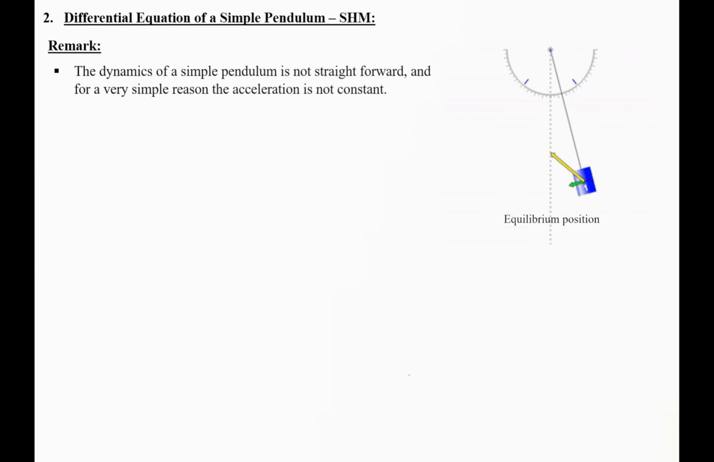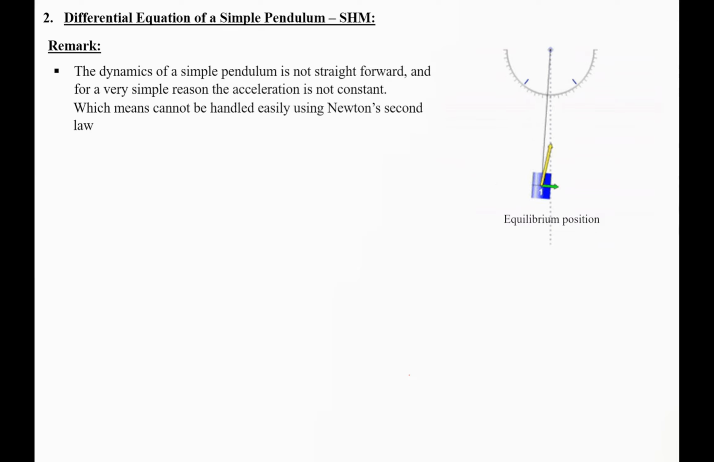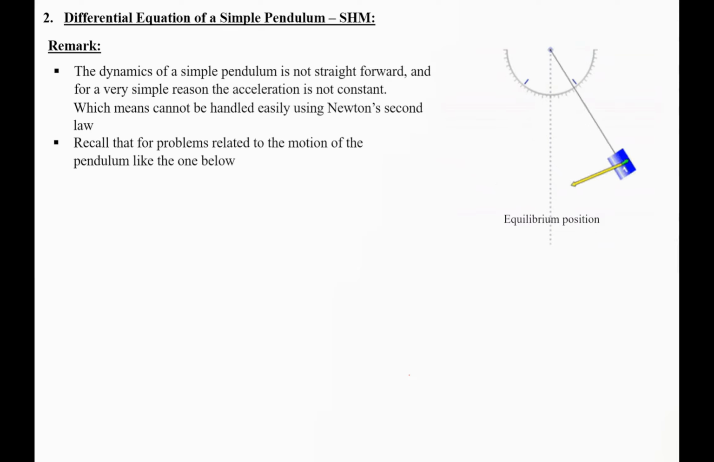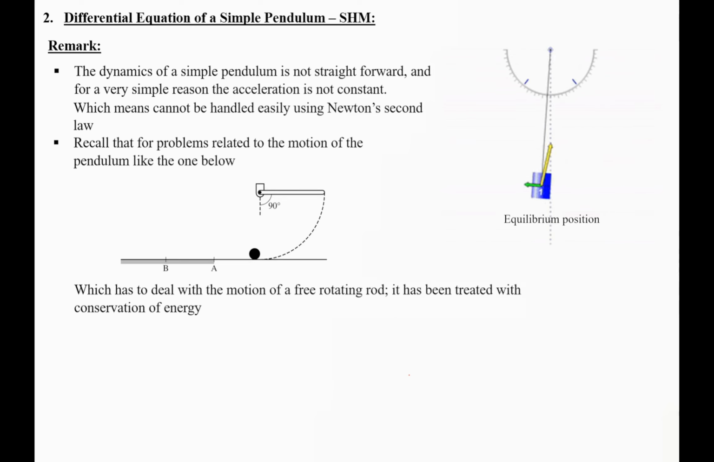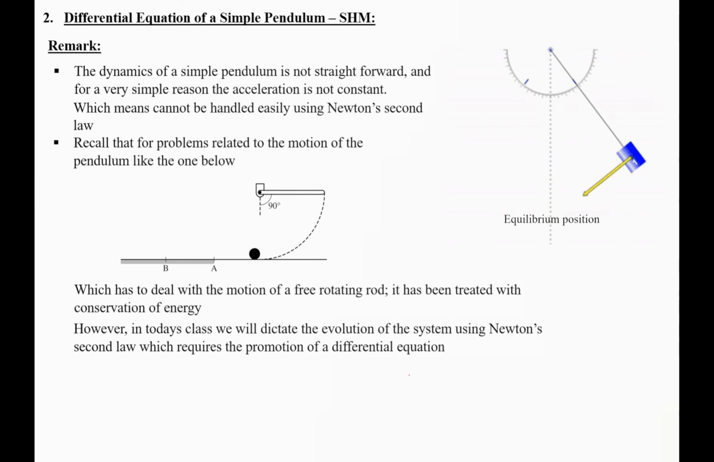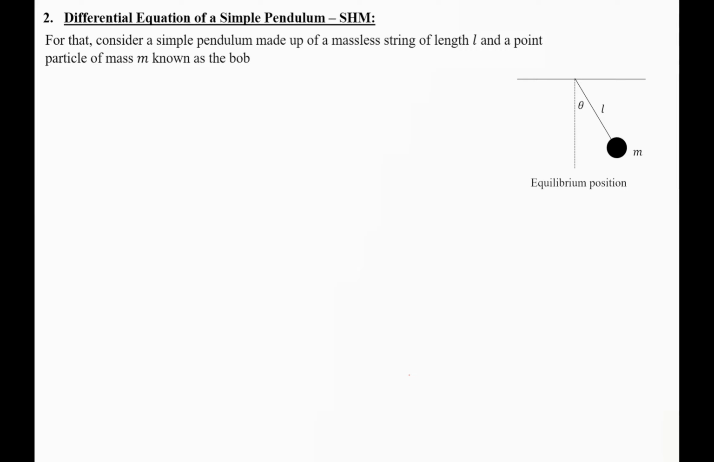Now remark, the dynamics of a simple pendulum is not straightforward, as we have seen. And for a very simple reason, the acceleration is not constant, which means it cannot be handled easily using Newton's second law. Recall that problems related to the motion of the pendulum, like the one below, which deals with the motion of a free rotating rod, have been treated with the conservation of energy and not Newton's second law, for the reasons that we have specified. However, in today's class we will dictate the evolution of the system using Newton's second law, which requires the formulation of a differential equation. Now, Section 2, differential equation of a simple pendulum, simple harmonic motion.